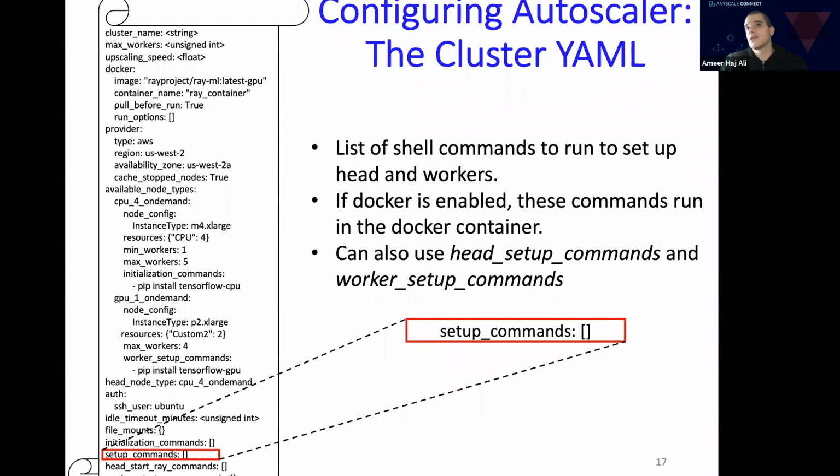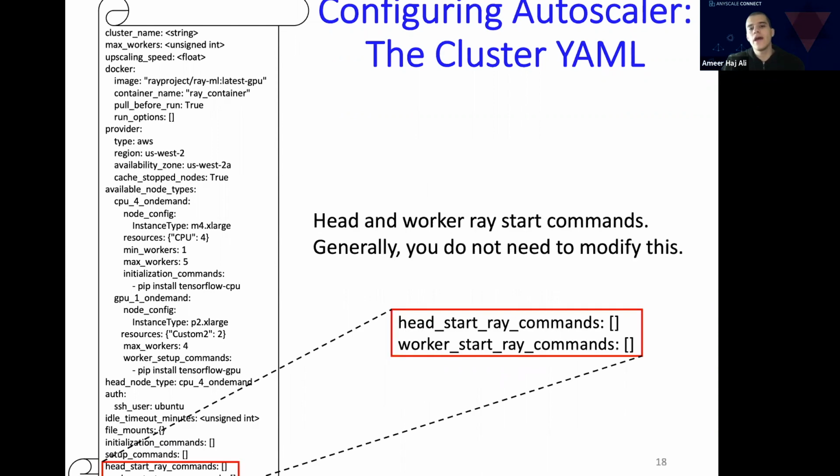Ideally, if you're installing packages or cloning repos in the setup commands, you should consider having a Docker image with these pre-installed packages or the cloned repo. It might make your launching a bit faster. And then we have the head and worker start commands, which you generally do not need to modify. These commands are basically running Ray start on the head and workers. And in the general use case, you don't really need to modify them.